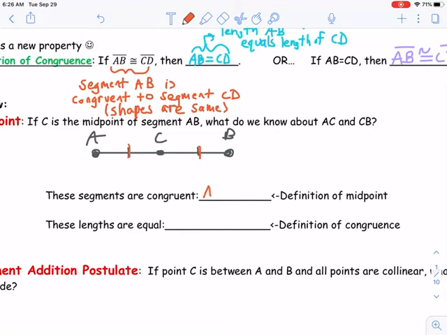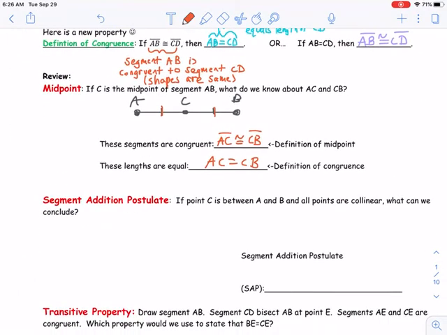So what do we know about AC and CB? We could say it breaks the segment into two congruent segments, or that they have equal measures. We did midpoint problems in the past. Midpoint cuts it in half.